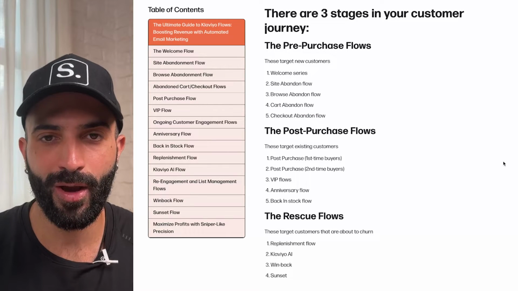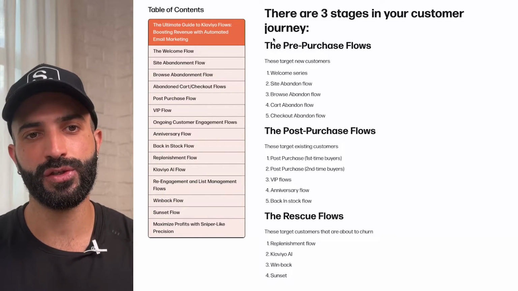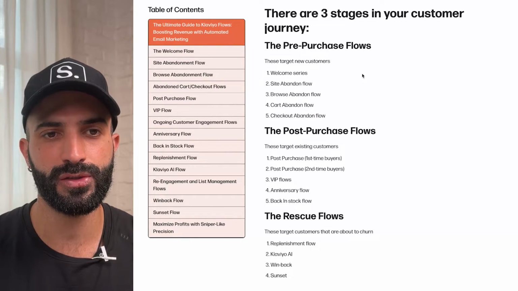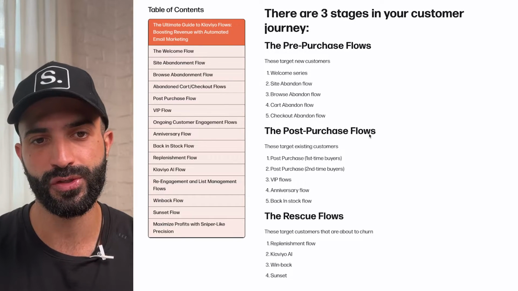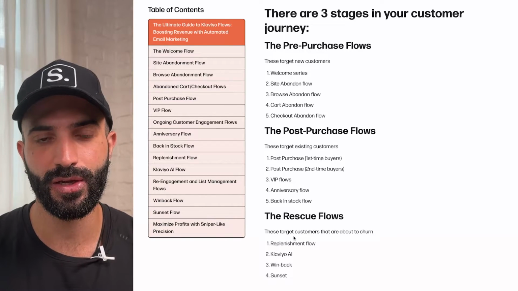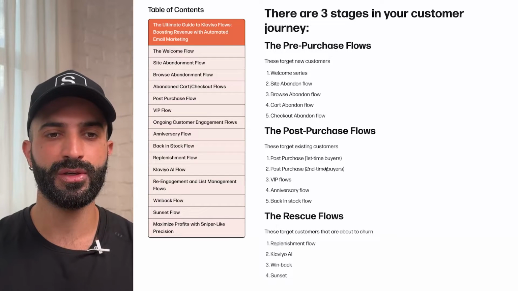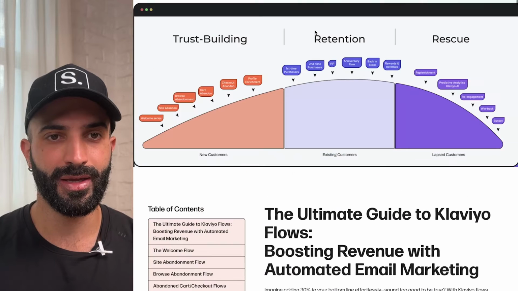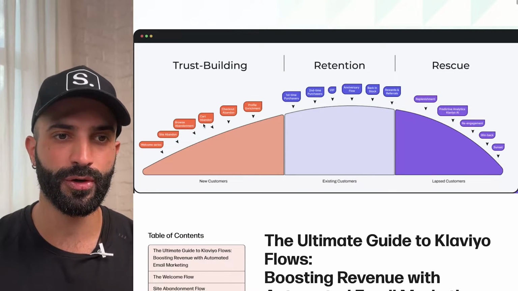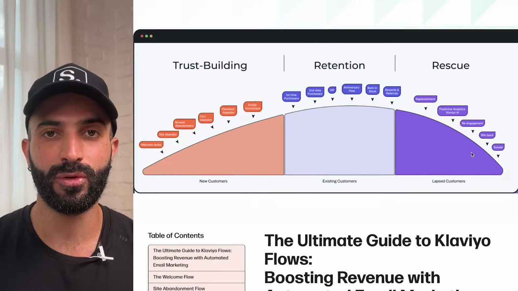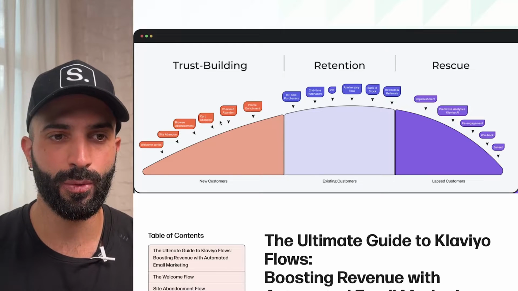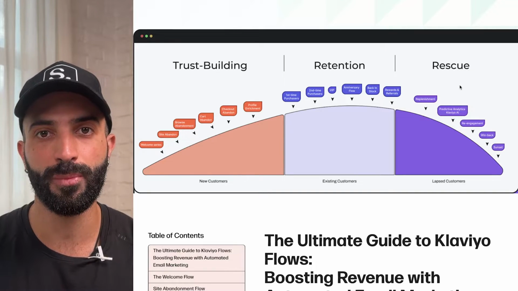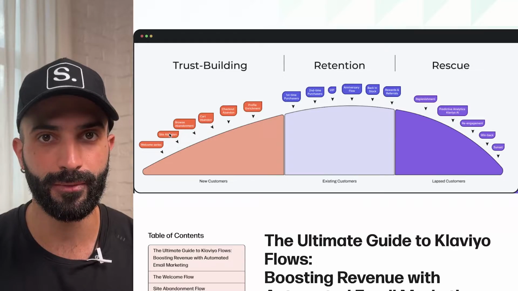Moving on to our customer journey. There are 3 stages. The pre-purchase flows, these target new customers. The post-purchase flows, these target existing customers. And the rescue flows, they also target existing customers that are about to churn. To illustrate this better, I'm a visual learner, I actually have this little handy graphic that will help us with seeing all the flows and also what part of the customer journey they fit in.